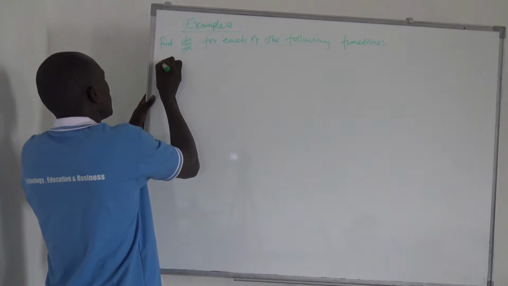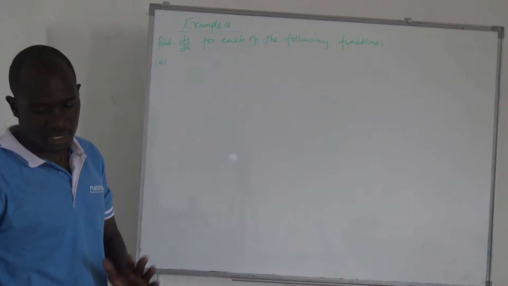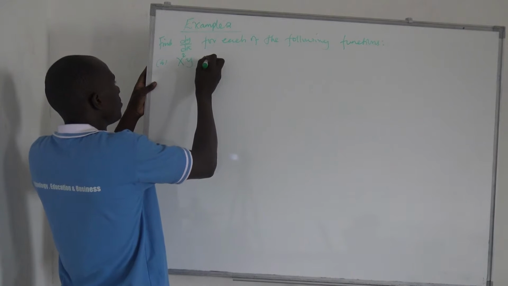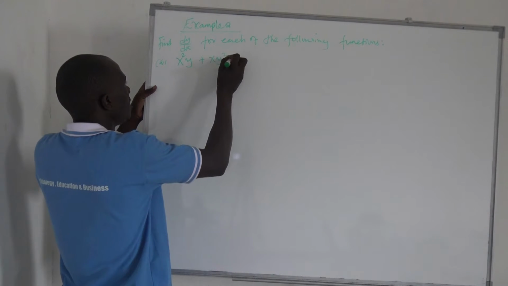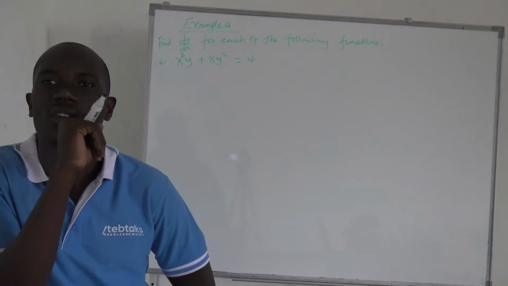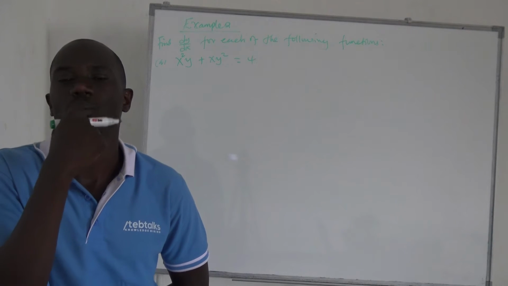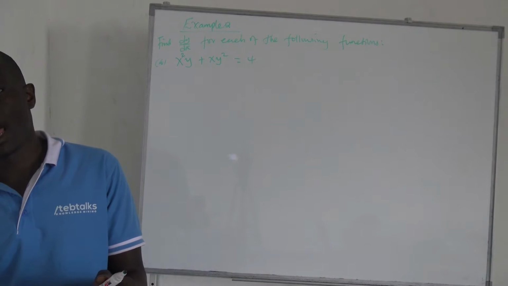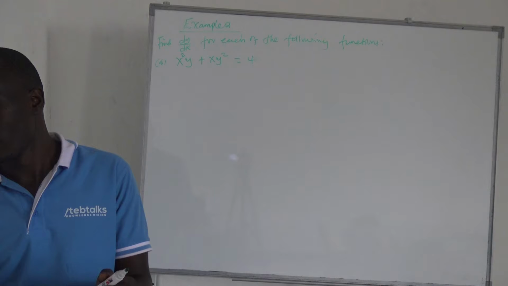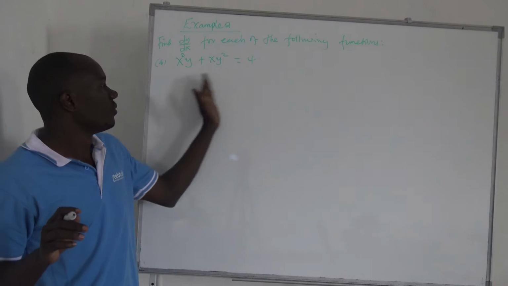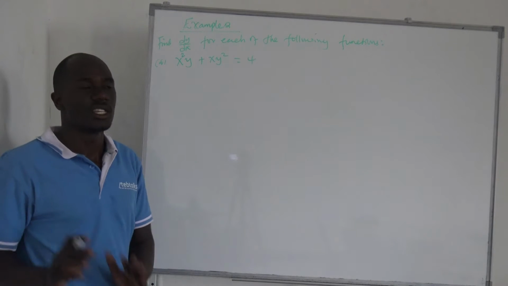Functions. So I want to start with part A. I'll give you more parts. Part A: x squared y plus x y squared equals 4. So what we do is this. First, look at the equation very well and observe. What are we supposed to do with such an equation? You are supposed to differentiate on the left hand side, and also on the right hand side.